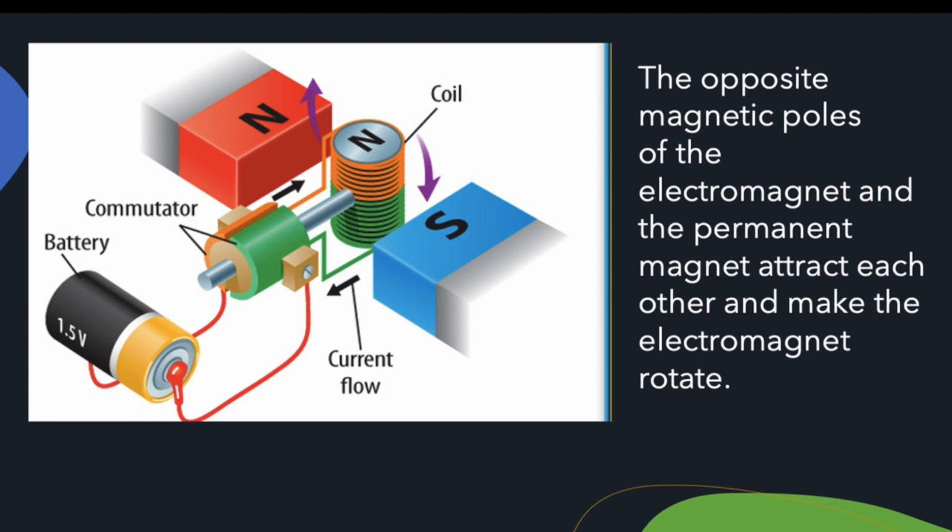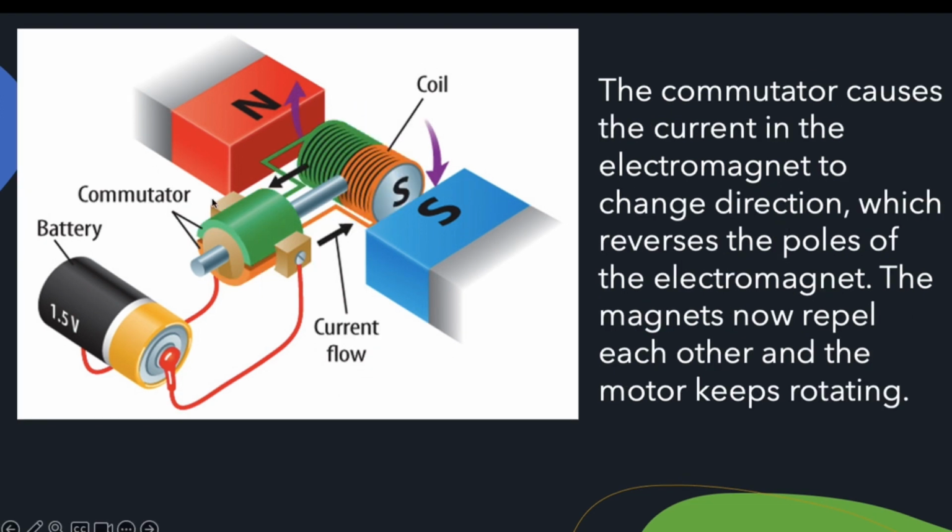So, when the motor's electromagnet and the permanent magnet line up, the attraction between them will stop the motor's spinning. To keep the motor turning, the poles of the electromagnet must reverse. So we add a commutator to make the poles reverse. The commutator is a device in the motor that reverses the direction of the current in the electromagnet.